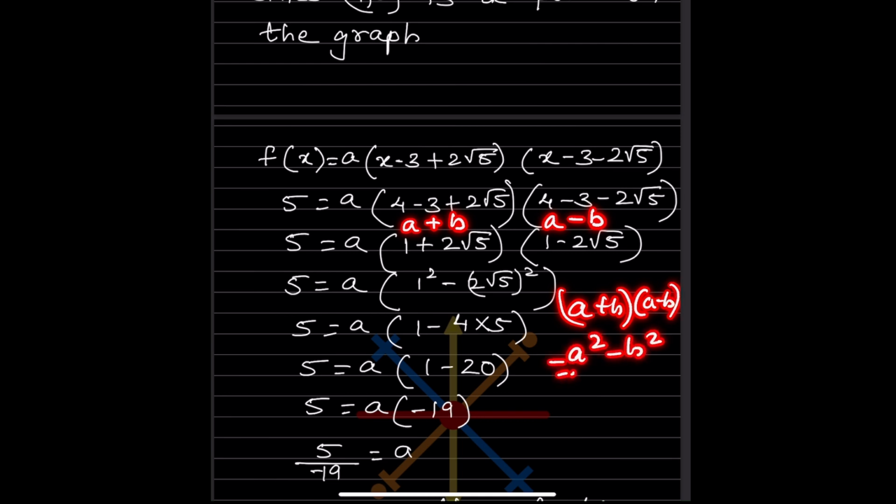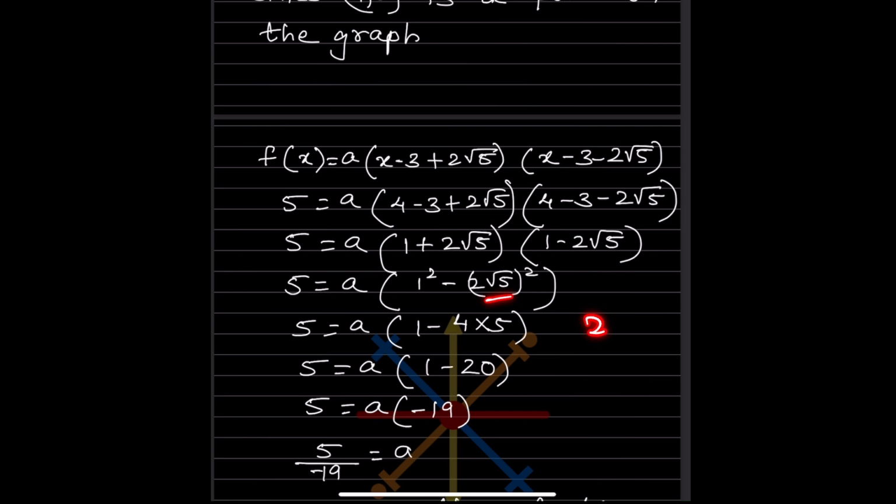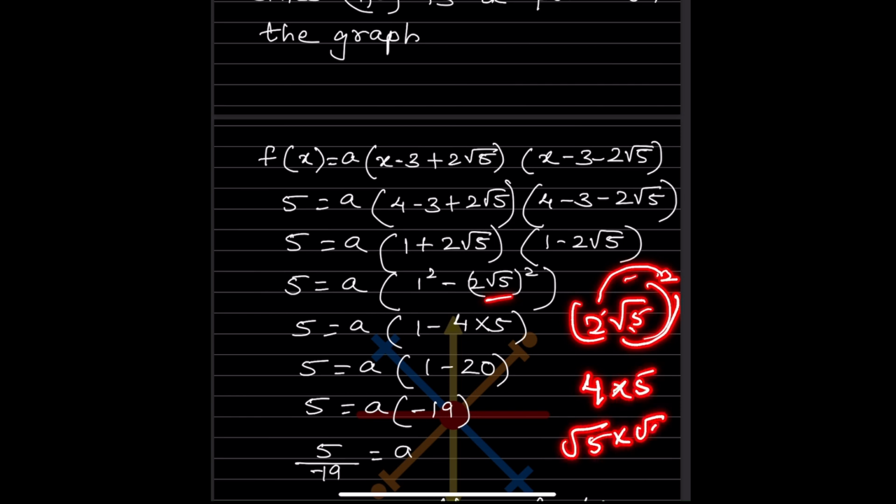So now a square means you're going to take 1 square, minus b square, where b is 2 root 5 squared. 1 square is going to be 1. And now I'll tell you how to do this one, 2 root 5 squared. In exponents you have seen that you have to multiply this into this and this into this. Many of them get confused over here. So 2 square is going to be 4, and root 5 square is going to be 5, because root 5 into root 5 is root of 25, and root of 25 is 5.